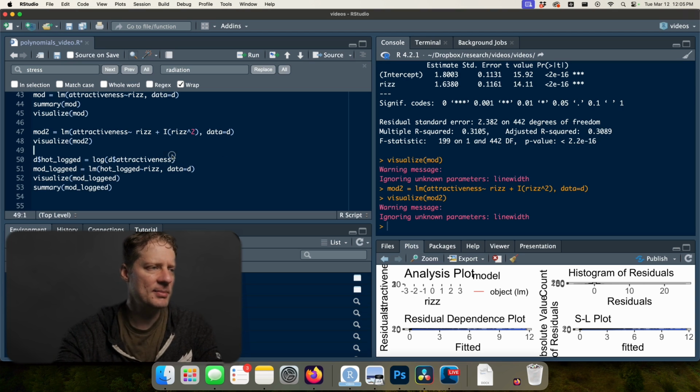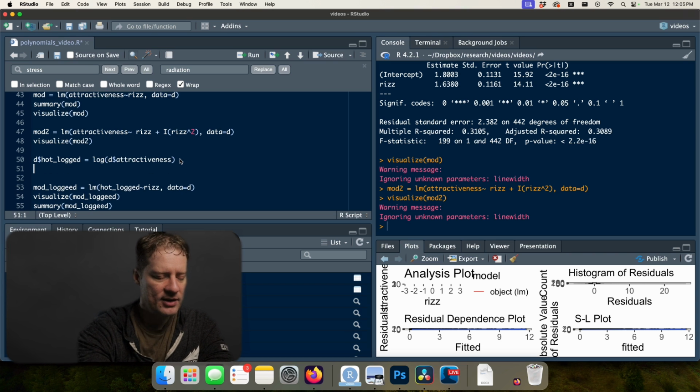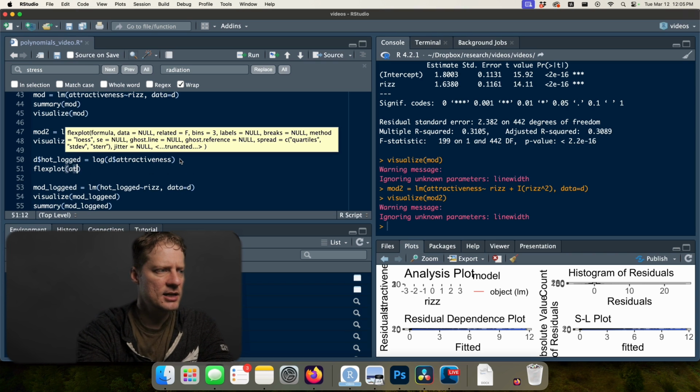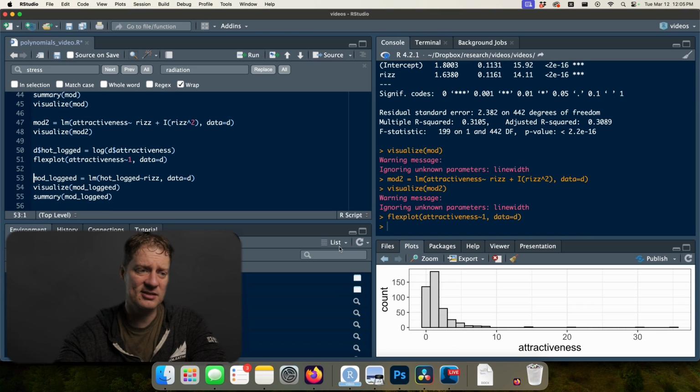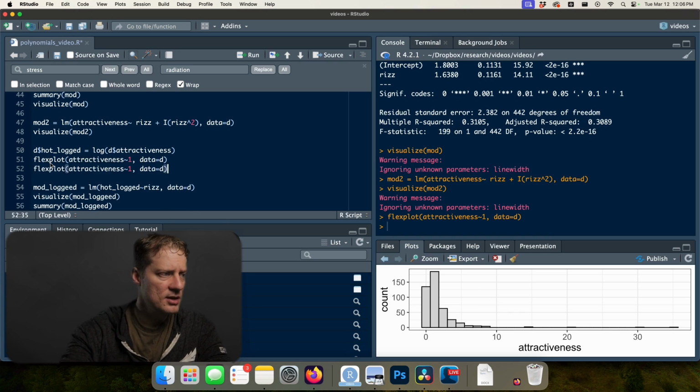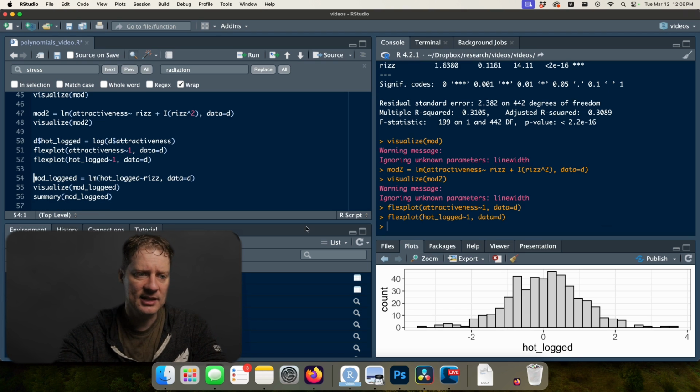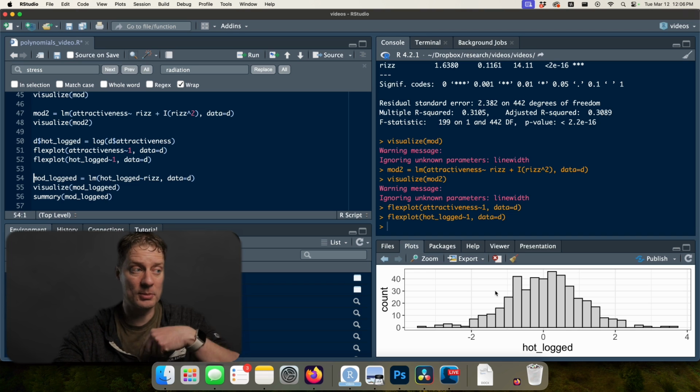And then actually, I'm going to go ahead and show you what that looks like. If I go flexplot attractiveness tilde 1, data equals D, this will show a histogram of what attractiveness looks like. And if you look down here, it's severely positively skewed. But now if I go hot logged, I will get something that is actually really normal. So that's what a log transformation does, is it takes something that is skewed and then sometimes, not always, it doesn't always work, but sometimes it'll normalize it.